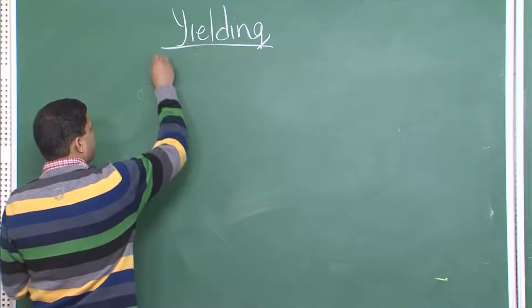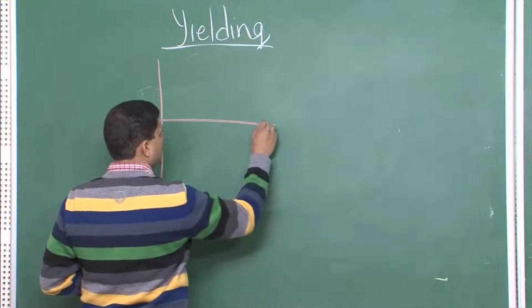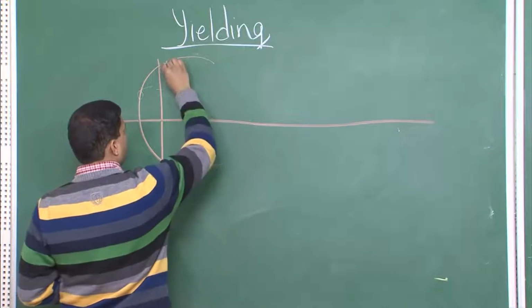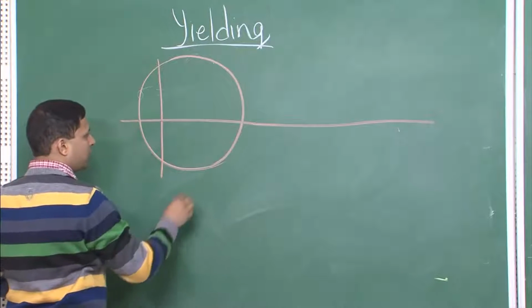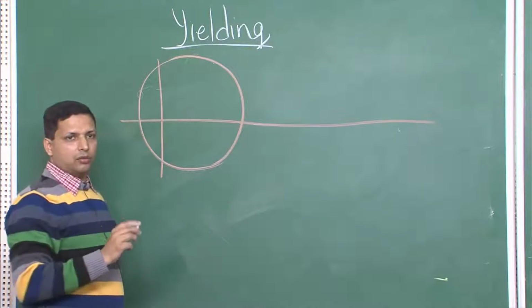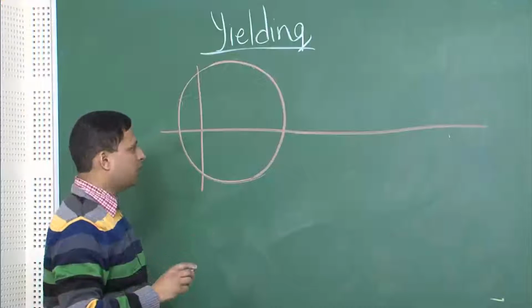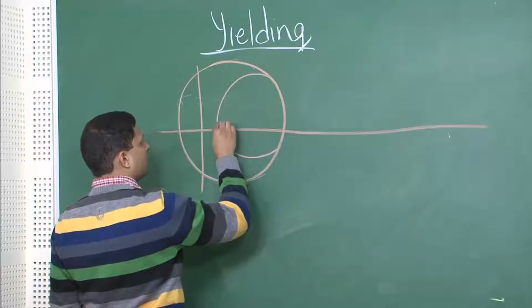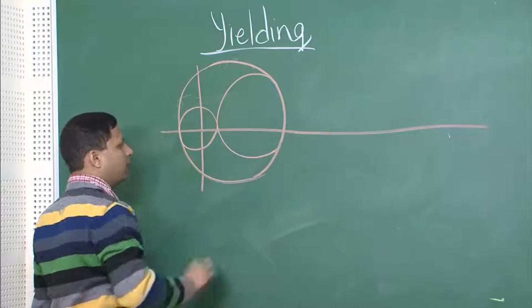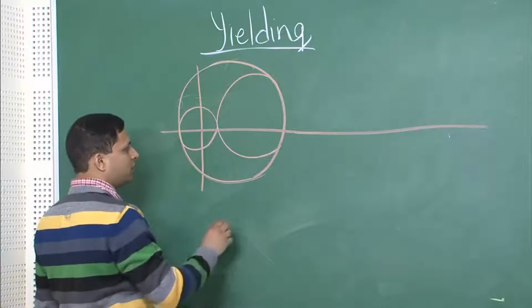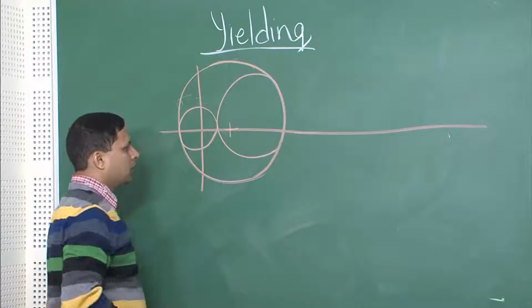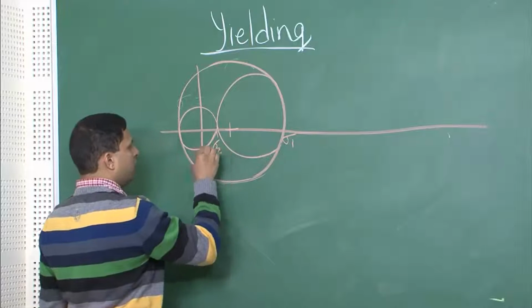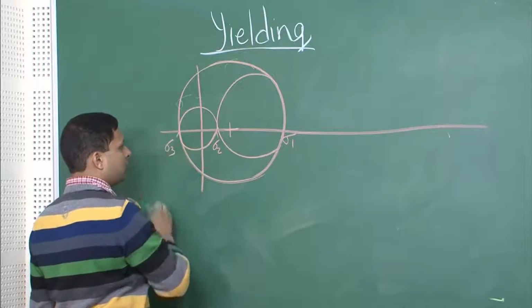So, let us say this is a Mohr circle representing the yielding condition. Let us say it is at this particular condition that it is yielding, and there are multi-axial stresses. So, we are drawing 3 circles. Now, there is sigma 1 over here, there is sigma 2 over here, and there is sigma 3 over here.